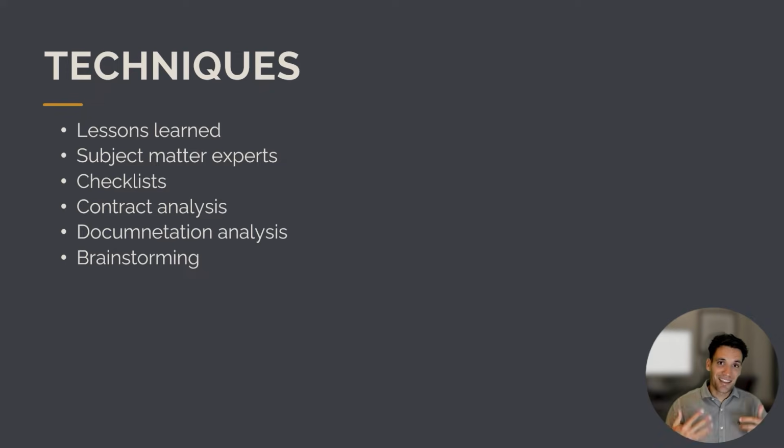So we can look at lessons learned from previous projects. We can talk to subject matter experts, so people who've got experience delivering the type of project we're working on. We can use checklists, so a checklist would capture a superset of possible risks we're exposed to on the project. We can look at contract analysis, so we can look at the specific contract we've signed and look at what risks we're exposed to in the contract. We can look at other sources of documents that might give us an indication of the potential sources of uncertainty, and we can use brainstorming.